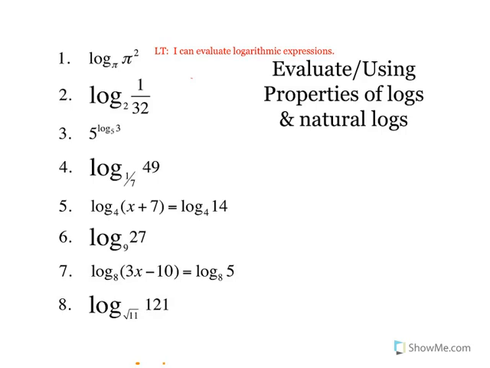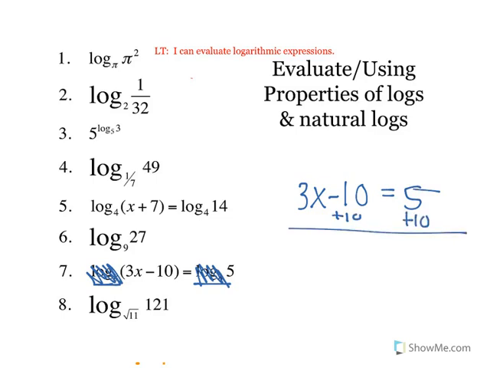Or you can recall the property that says if your logs' bases are the same and they are equal to each other, I can drop the log base and what's left is equal. So 3x minus 10 equals 5. Add 10 to both sides. 3x equals 15 and x equals 5.